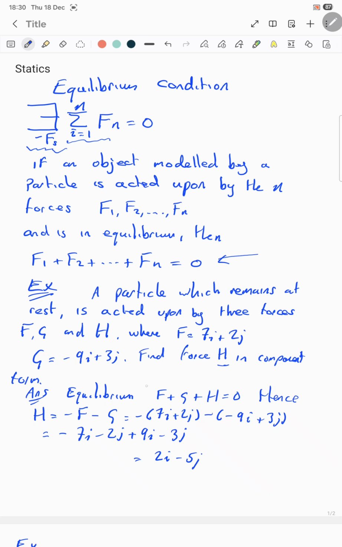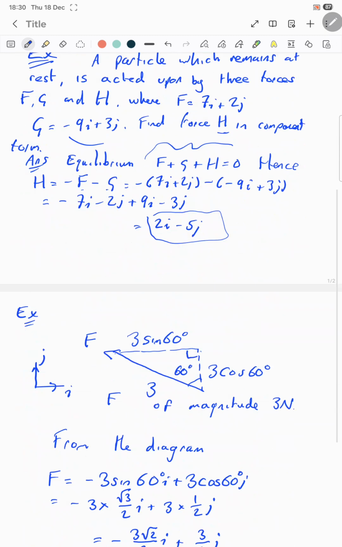So using the equilibrium condition, as we've just said, we already know G and F, so H equals minus F minus G here, and then multiplying out, collecting terms and so on, this is the final answer for H.